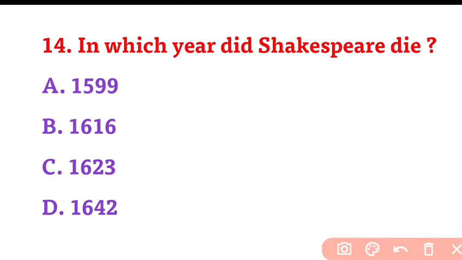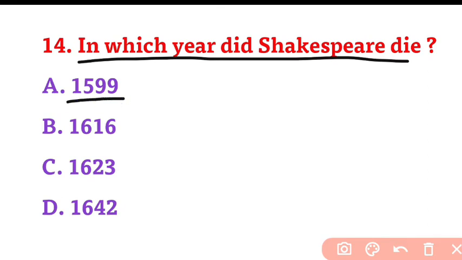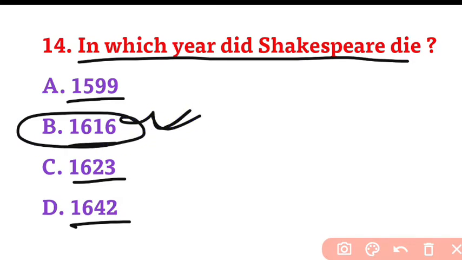In which year did Shakespeare die? 1599, 1616, 1623, 1642. What will be the answer? The answer will be 1616. So option B is correct.